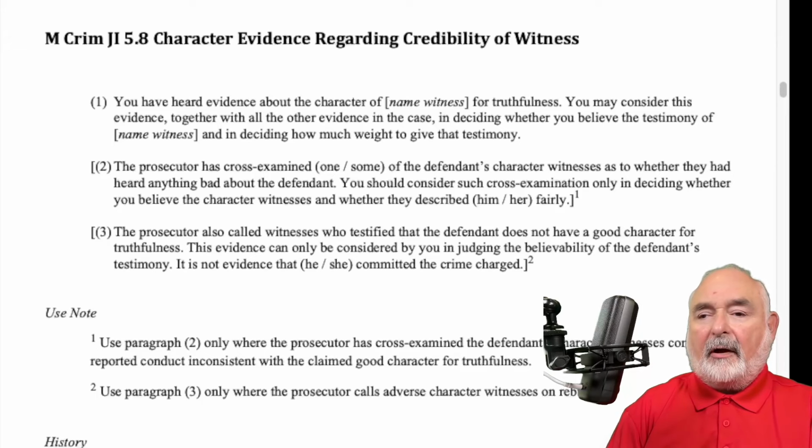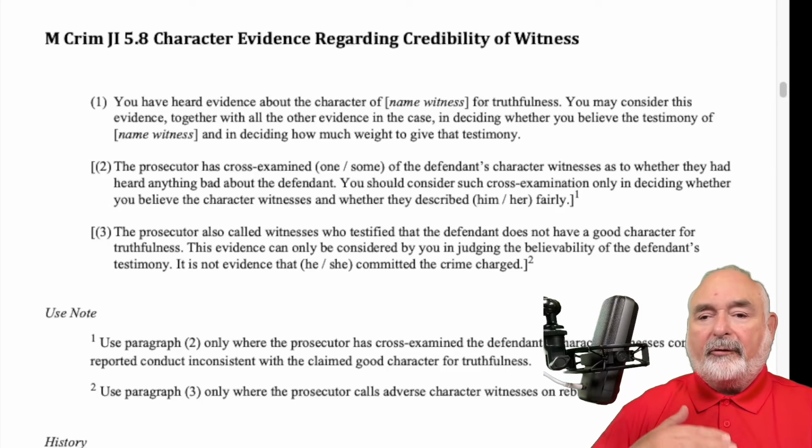The prosecutor has cross-examined some of the defendant's character witnesses as to whether they had heard anything bad about the defendant. You should consider such cross-examination only in deciding whether you believe the character witnesses and whether they described the defendant fairly. The prosecutor also called witnesses who testified the defendant does not have good character for truthfulness. This evidence can only be considered by you in judging the believability of the defendant's testimony. It is not evidence that he or she committed the crime charged.